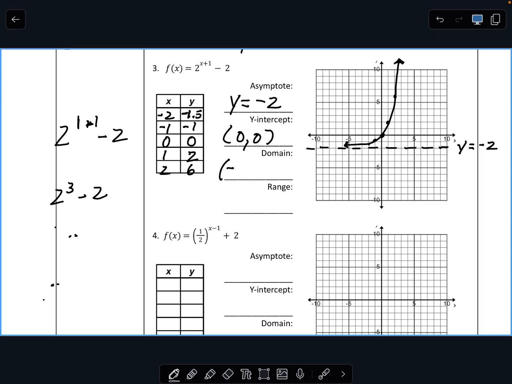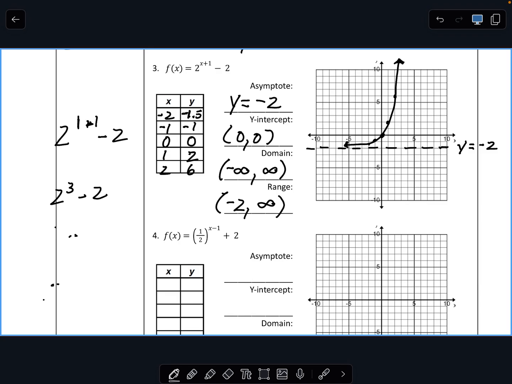So my domain would be negative infinity to infinity. And my range, again, start with that asymptote to infinity. There you go. All right.